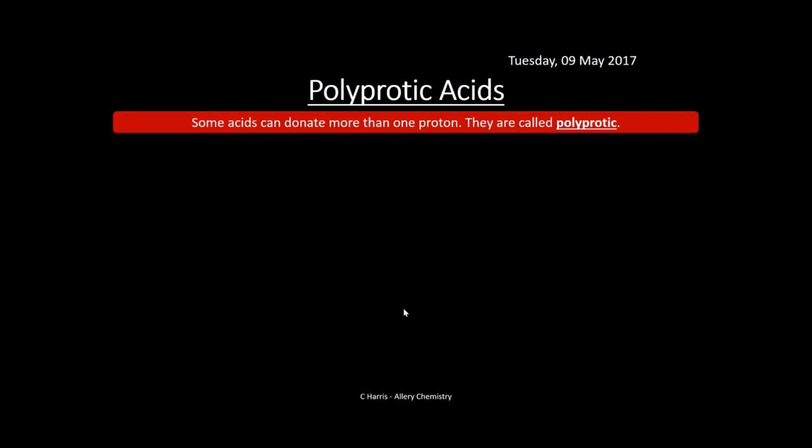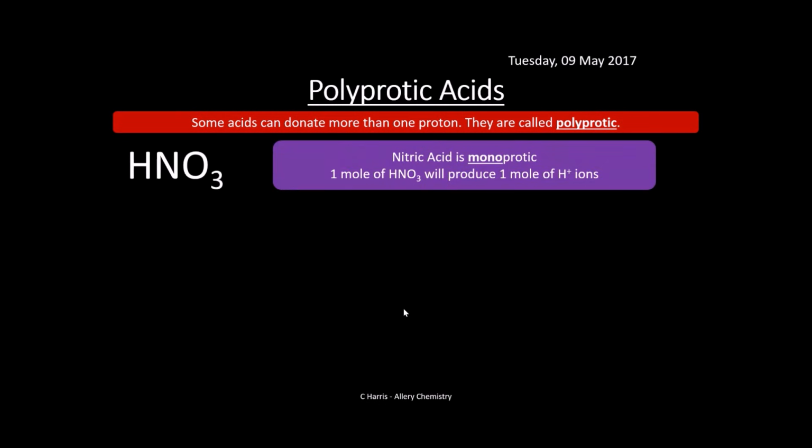So we need to look at things like polyprotic acids. Okay, so some acids, they can donate more than one proton. We call them polyprotic, poly meaning more than one. Okay, so this one is a monoprotic one, just to kind of give you an idea. Nitric acid, what that means is if we have 1 mole of nitric acid, we will produce 1 mole of H plus ion, so it's a monoprotic.